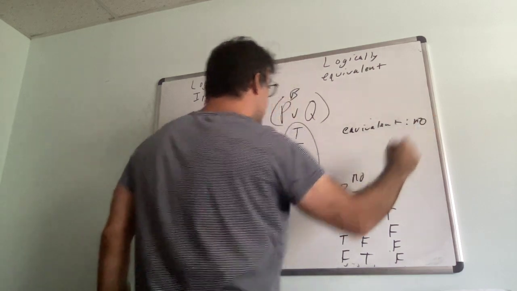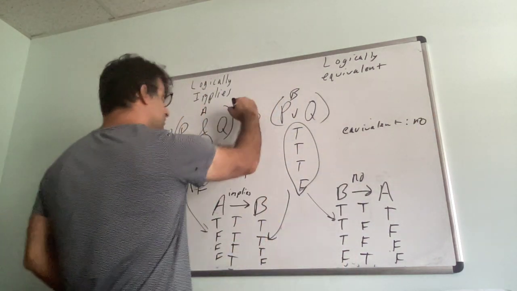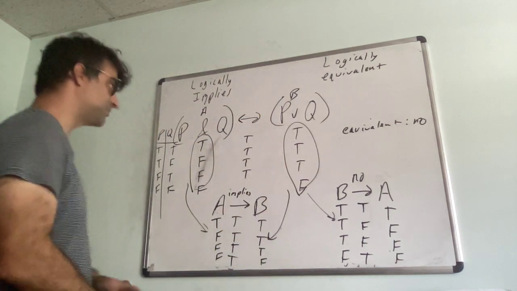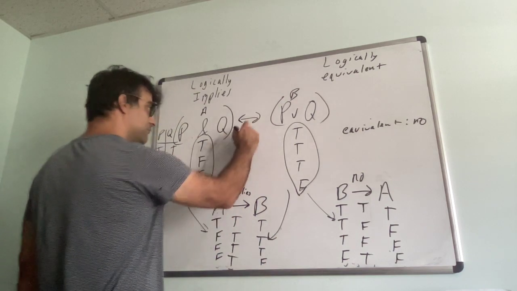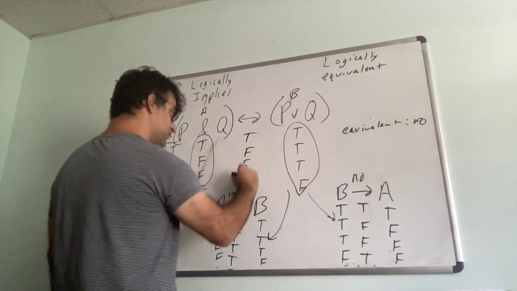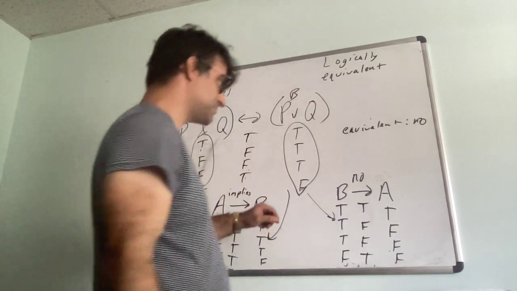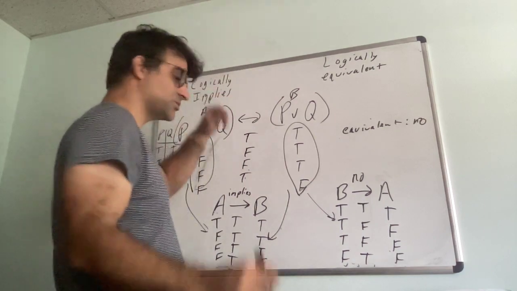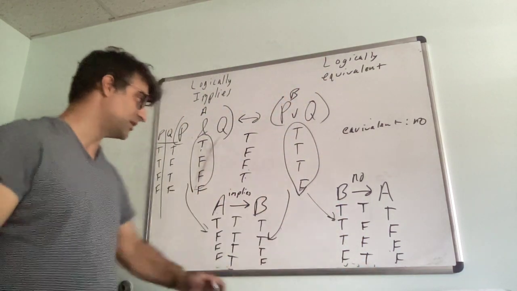No. Okay? Equivalence says the double arrow between them is a tautology, and in this case it's not. Sometimes they have the same truth value, but sometimes they don't. But you can tell your answer from the first two.